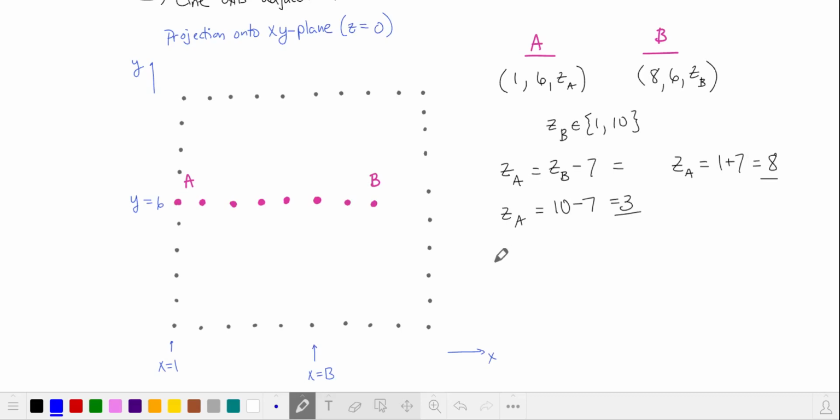So for example, let's start with the line passing through the point A, where A is 1, 6, 3. As it passes through the cube, the next lattice point is 2, 6, 4, and then 3, 6, 5, and so on to our last lattice point, 8, 6, 10, before it emerges from the top face of our cube and leaves the cube. We can also descend from A to B, where A is at 1, 6, 8.